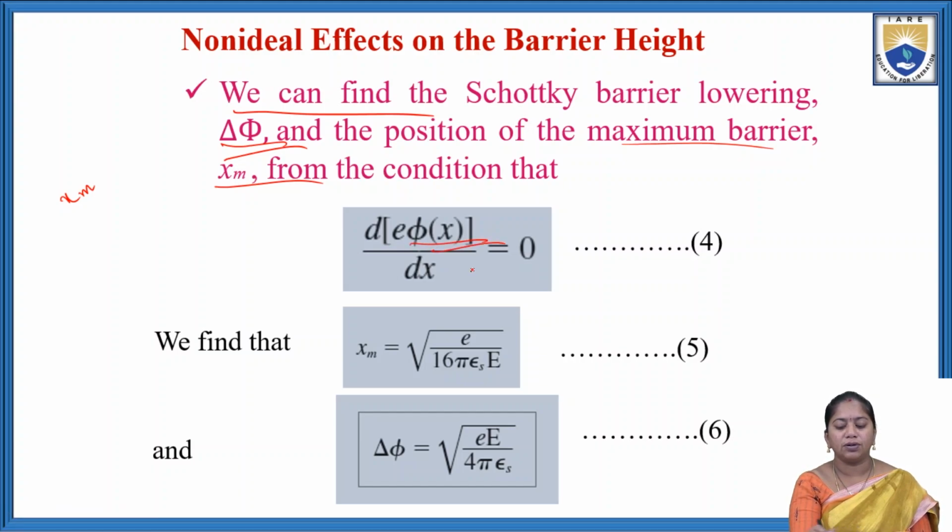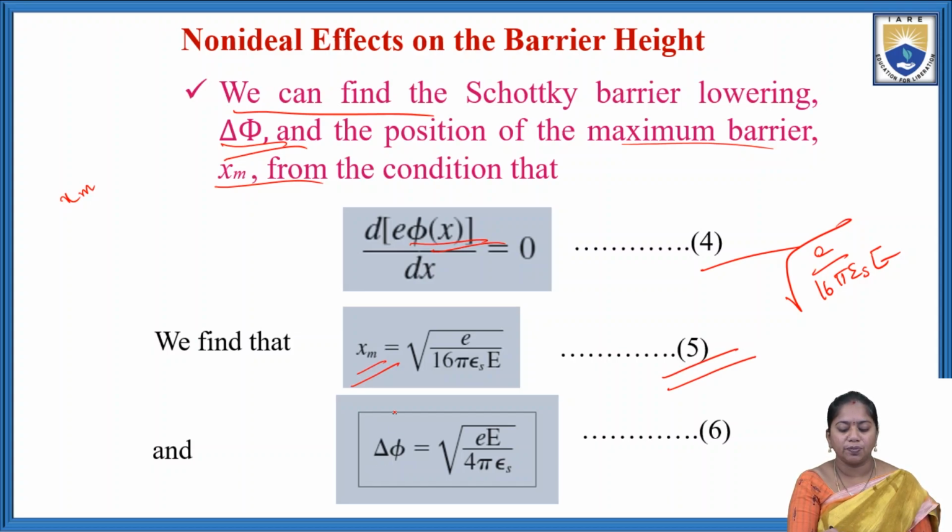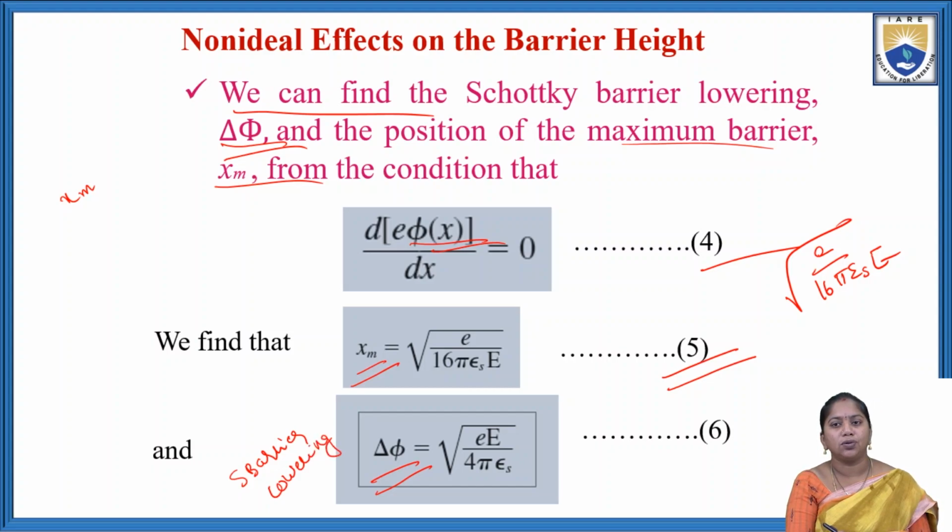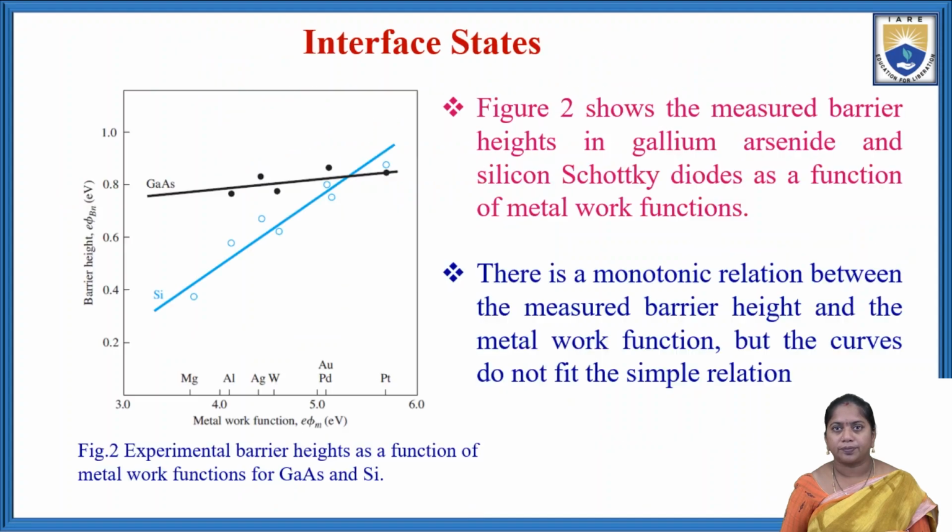d of phi of x by dx equal to 0, that is equation 4. We find that xm, the maximum barrier distance, equals the square root of e over 16 pi epsilon s E, that is equation 5. Delta phi is known as the Schottky barrier lowering, and delta phi equals the square root of eE over 4 pi epsilon s, where epsilon s is the permittivity of the semiconductor.